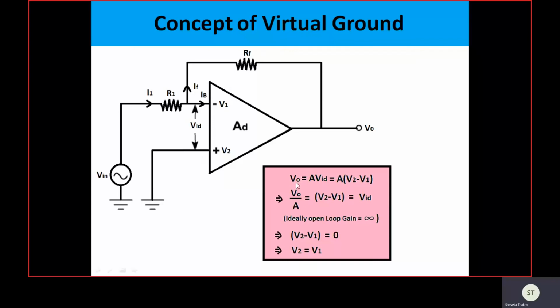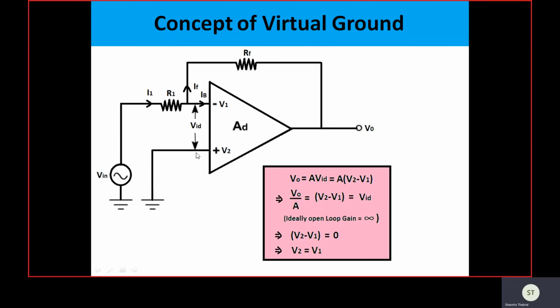As we have discussed, the output voltage of the operational amplifier is gain times the difference input voltage, because the operational amplifier is nothing but the differential amplifier. So that is always amplifying the difference of two input voltages, that is V2 minus V1. So if we move this A to the left side, we have V0 by A equal to V2 minus V1, and that is equal to VID. And as we have discussed, the open loop gain of the operational amplifier is very high, ideally supposed to be infinite. So something divided by infinite becomes 0. So we get V2 minus V1 equal to 0, and V2 is equal to V1.